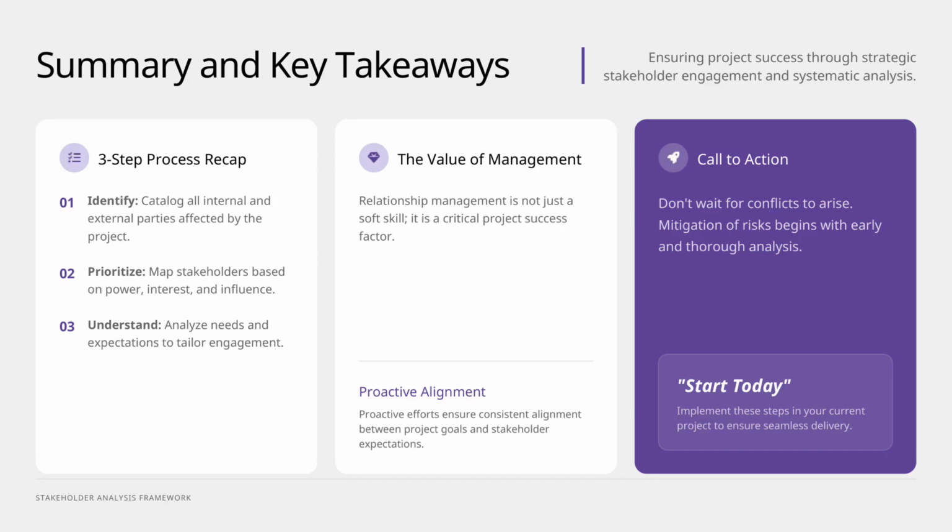To conclude, remember the three-step recap. Identify all affected parties, prioritize using power and interest, and understand needs to tailor engagement. Relationship management is a strategic lever, not just a soft skill, and the call to action is to start early, keep analysis iterative, and turn insights into practical steps to ensure project success.